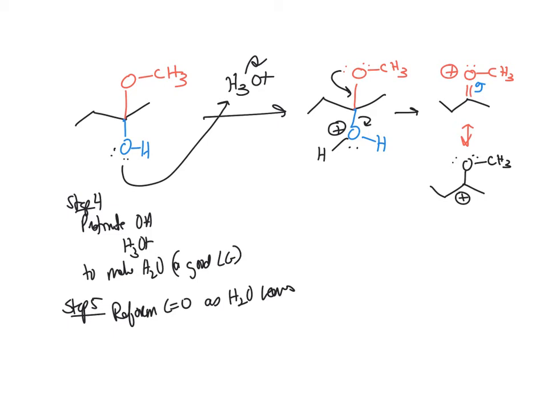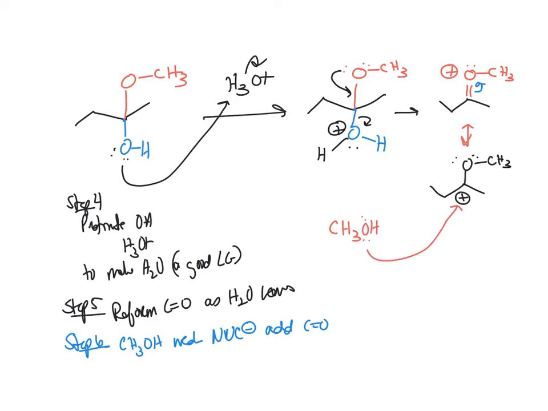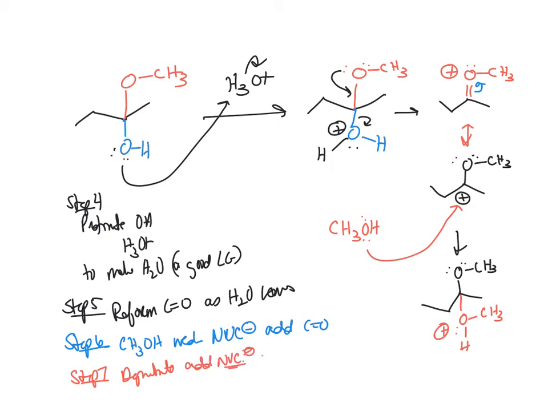So now we can have step 6. We can have another methanol, which is a weak nucleophile. We'll add to the carbonyl carbon. So here we can just do CH3OH, and this is going to add to that carbonyl. And then we have this one here. And so step 7, you need to deprotonate the added nucleophile to give you a neutral final product, acetal.